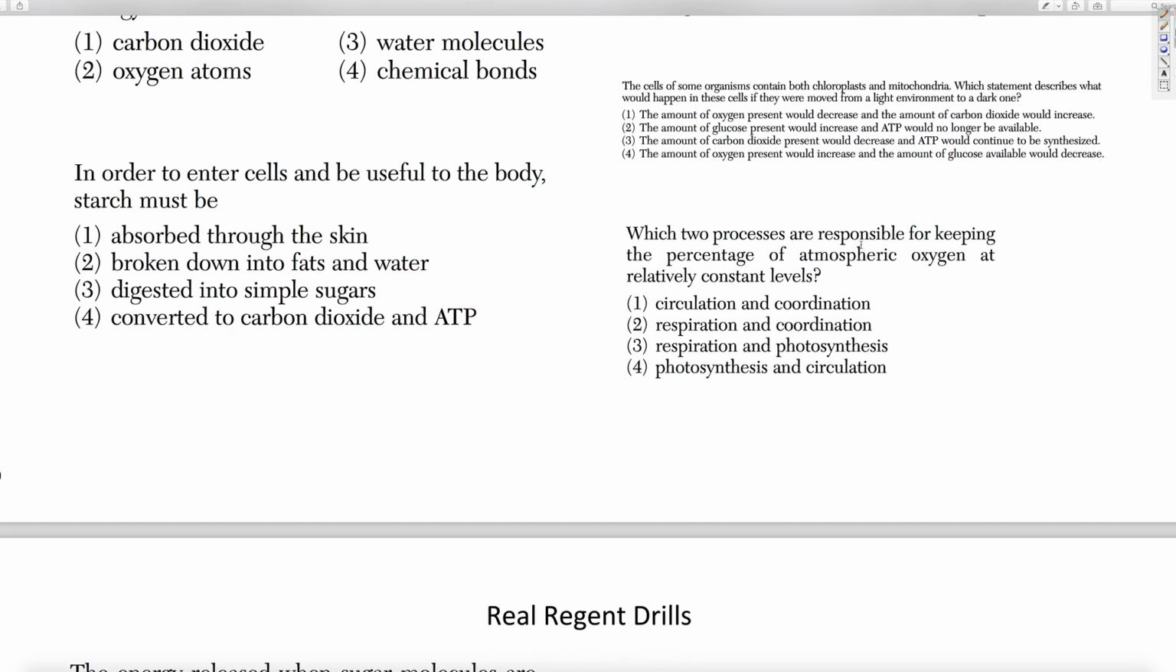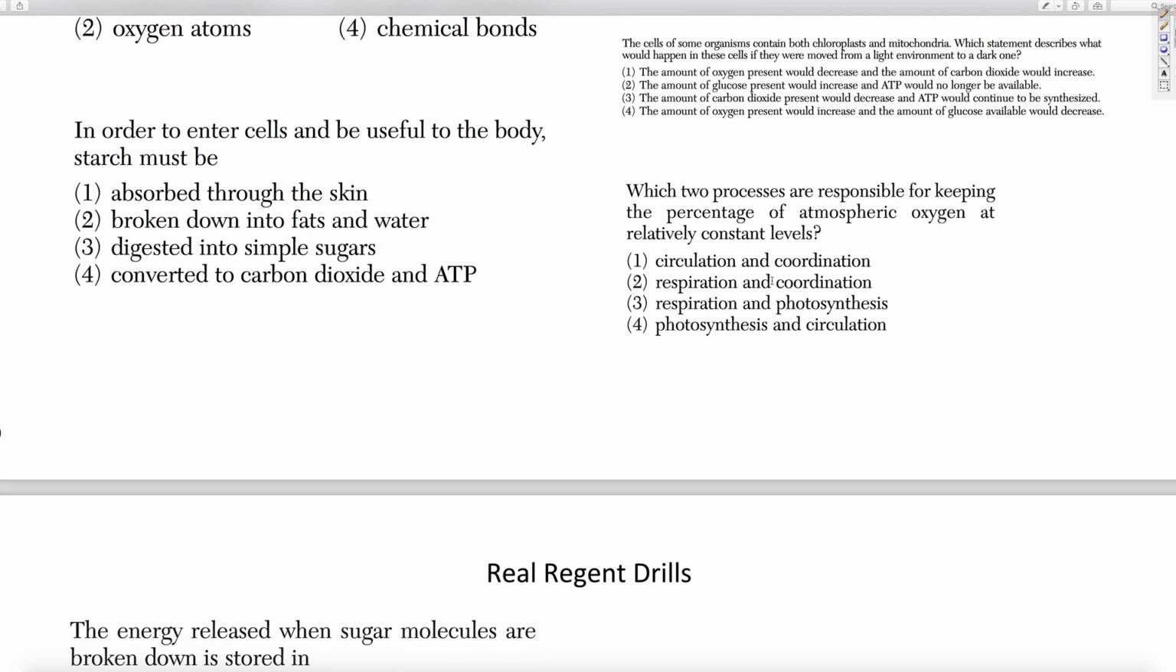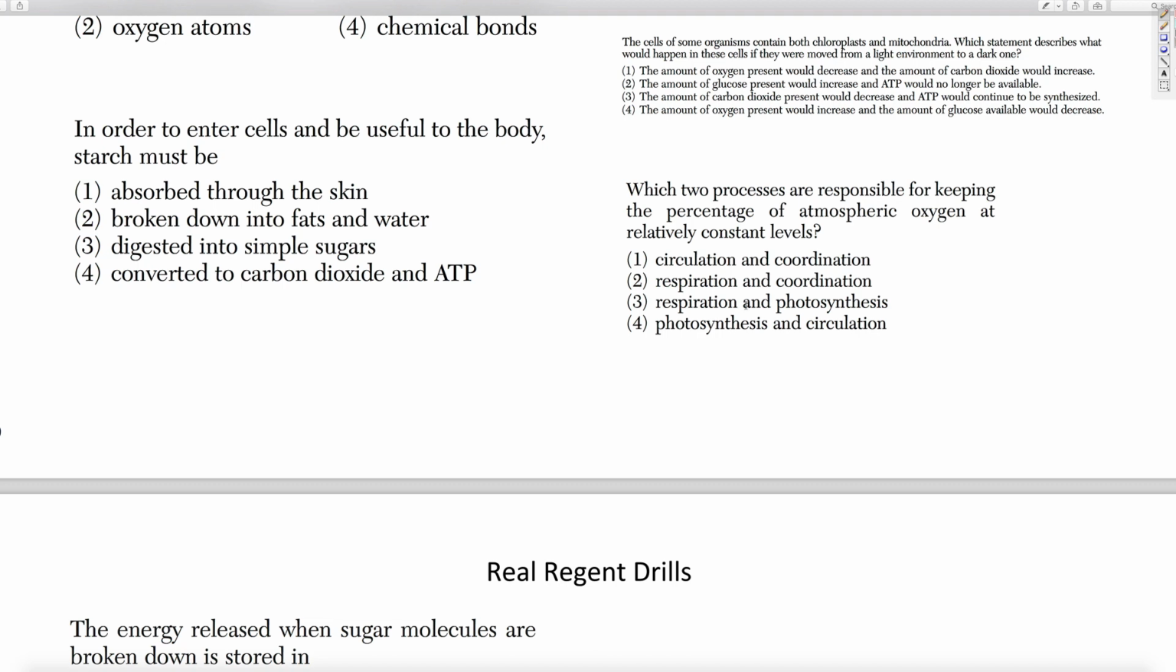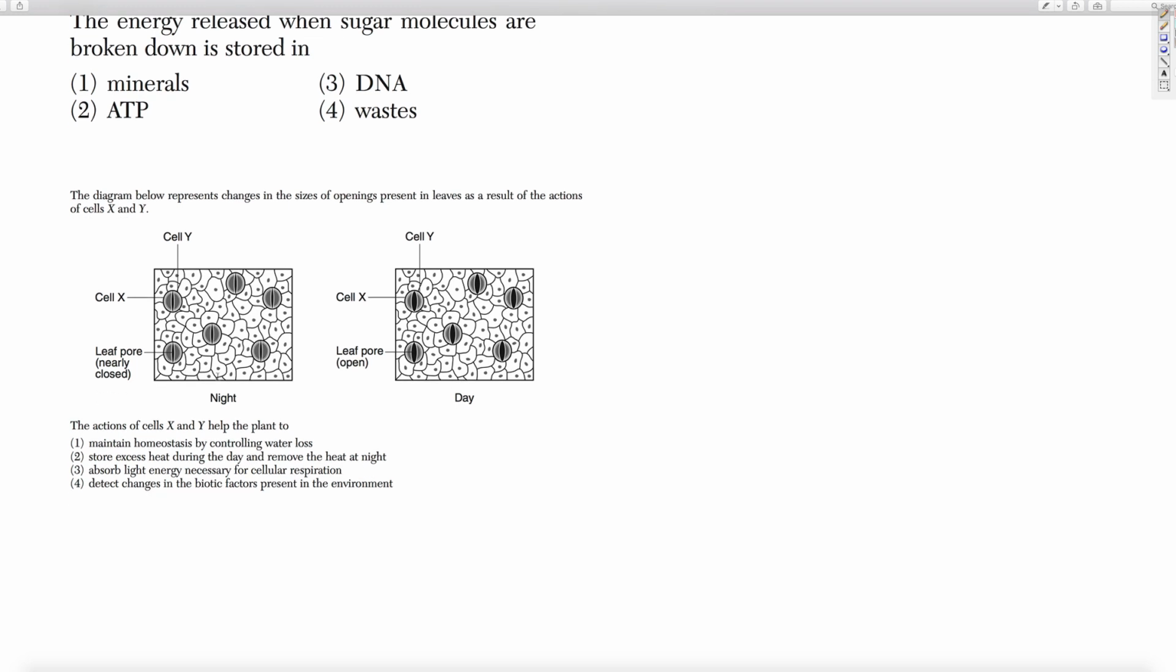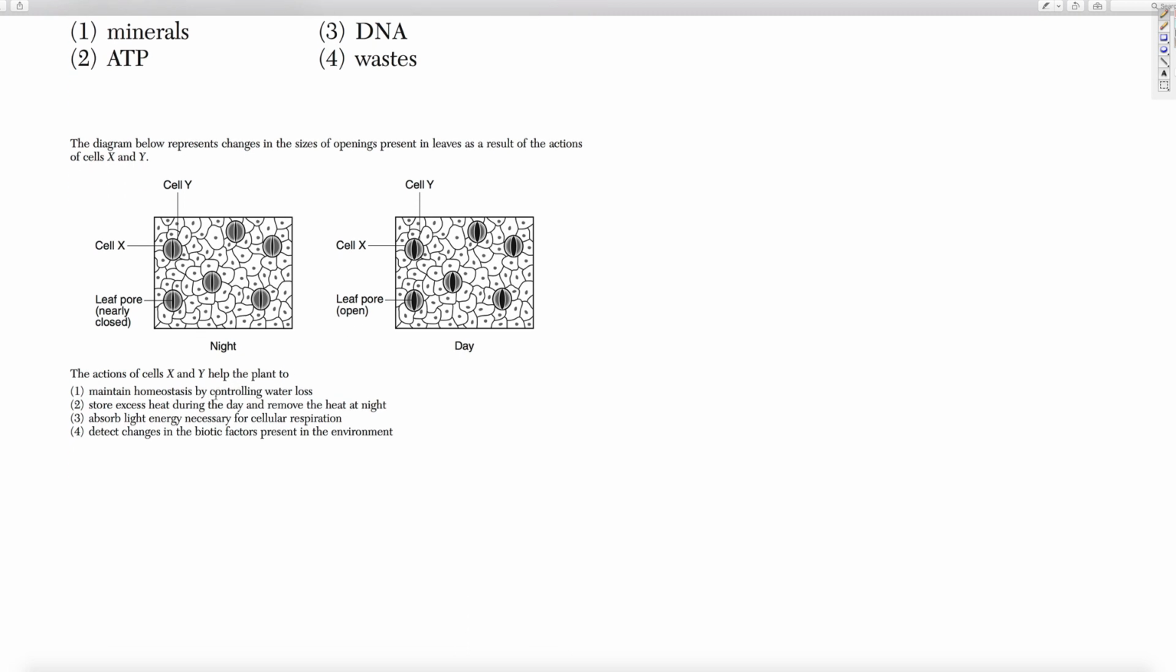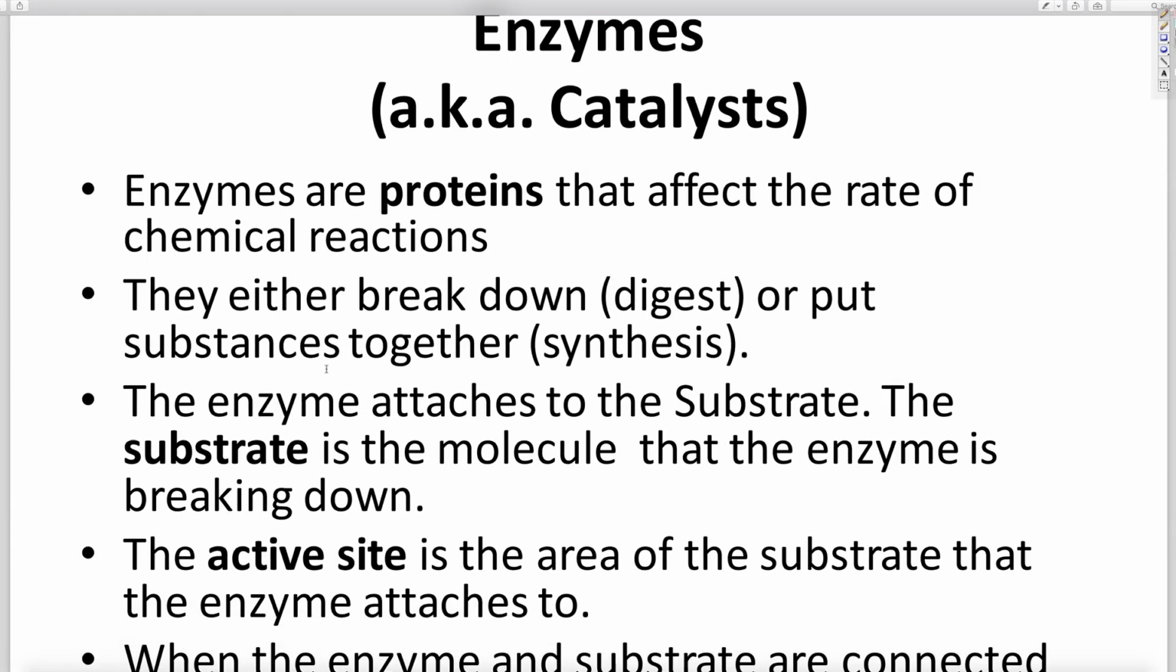But we'll see. Which 2 processes are responsible for keeping the percentage of atmospheric oxygen at constant levels? So, 3. Photosynthesis, right, that's the cycle. The energy released when sugar molecules are broken down is stored in ATP, right? Okay, good. The diagram below shows the action of cell X and cell Y, so it's opening up cell X. What's the answer here? Controlling water loss, right? So it stays closed in certain situations, certain times you sweat.